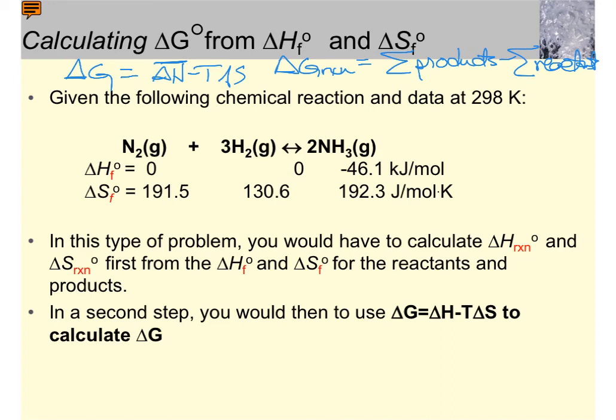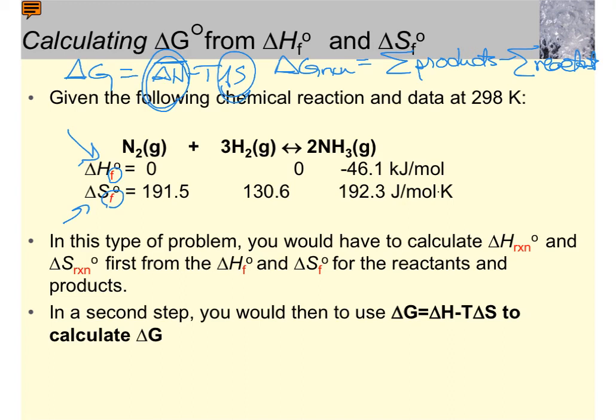What if you're given a problem and it asks you to calculate free energy, but instead of giving you the actual enthalpy change for the reaction and the entropy change for the reaction, it gives you a bunch of enthalpies of formation and entropies of formation. So again, this is when you have to pay attention to the subscripts.